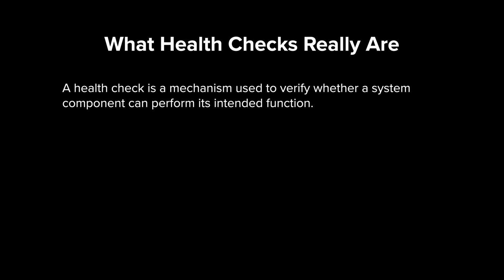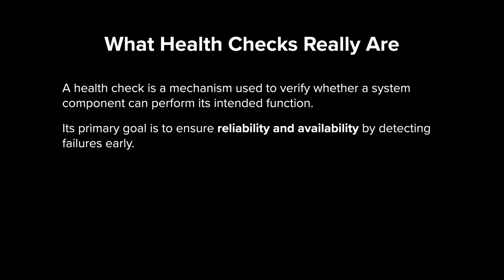A health check is a mechanism used to verify whether a system component can perform its intended function. It simply means we're asking a system a very basic question. Are you actually working the way you're supposed to right now? The main reason we do this is reliability and availability. Instead of waiting for users to complain, health checks allow the system to detect failures early, automatically. And once a failure is detected, the platform can take action, like stopping traffic, restarting a component, or replacing it entirely. This is how modern systems stay highly available without constant human intervention.